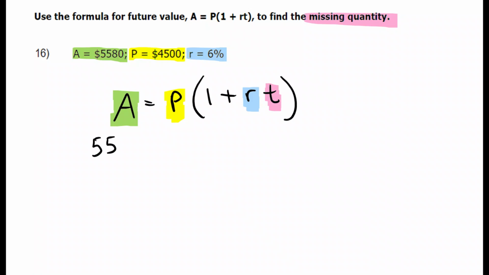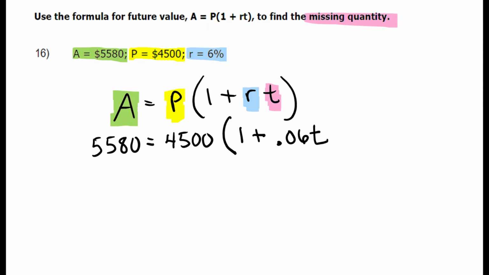So I'm going to put the 5580 where the A is, the 4500 where the P is, and then 1 plus. The R is 6%, that is 0.06, and then I don't know what T is, so I'm going to leave the T in there. Now, this is where your algebra skills come into play. And they're simple algebra skills like Algebra 1 in high school.